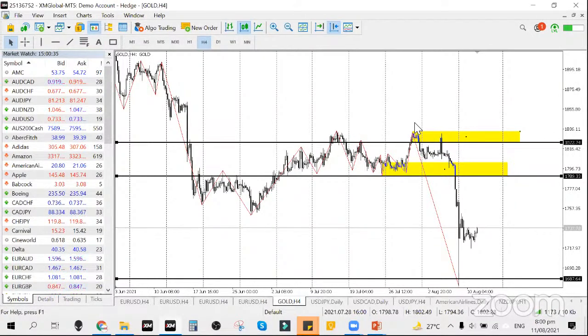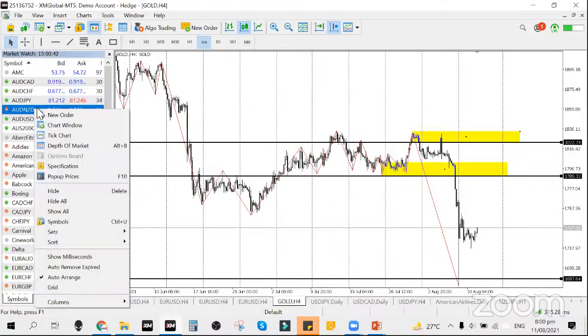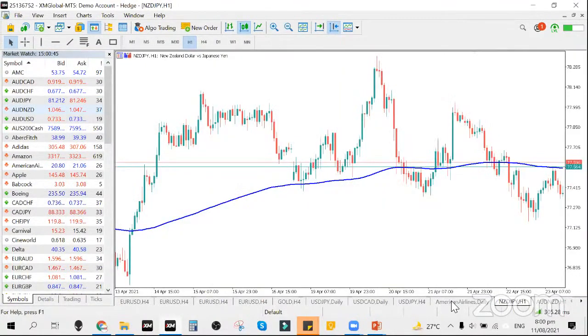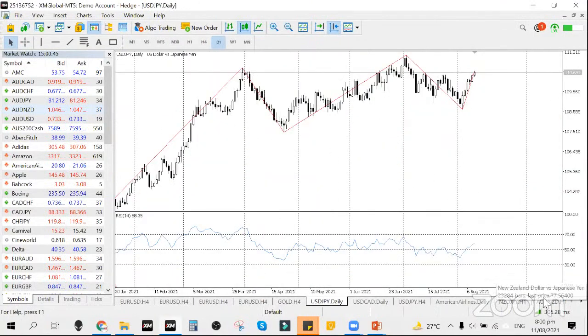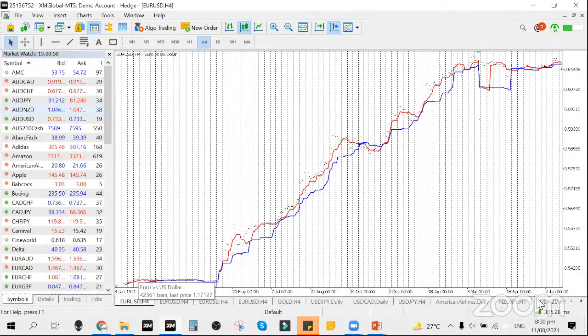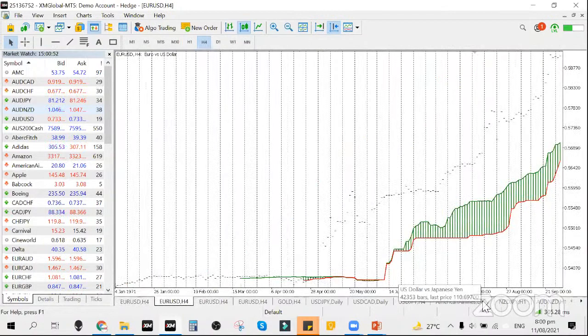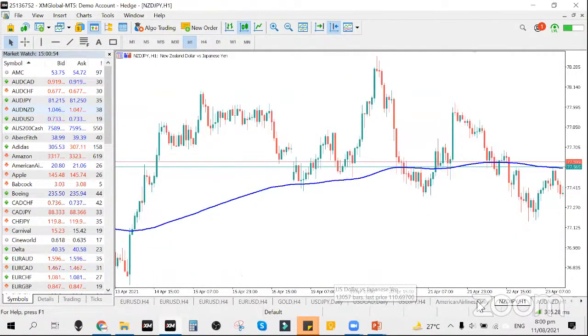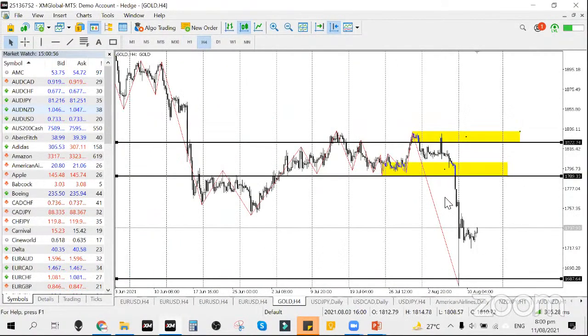Alright, paano po lalabas yung mga pair tab sa baba ng chart? Yung dyan, right-click ka lang. For example, right-click ka dito, click chart window, magbubukas siya ng bagong chart. No? So, ito yung mga lahat ng binuksan mong chart dati. Okay? Saan ba yung chart natin na wala na tayo? Gold, gold. Yan.